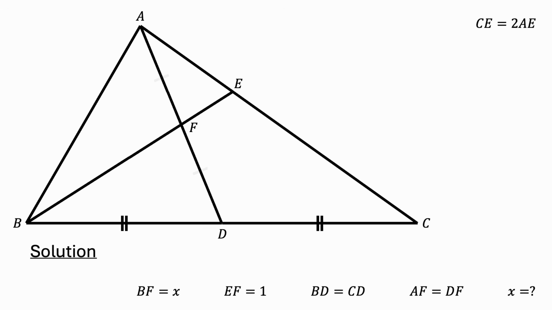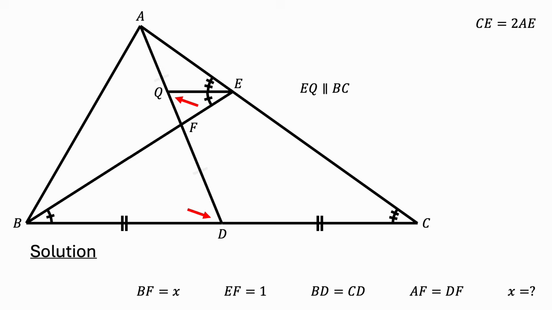Now, returning to the original diagram, draw EQ parallel to BC with Q on AD. Since angles AEQ and ACD are corresponding angles, we have angle AEQ equals angle ACD. Similarly, angles QEF and DBF are alternate interior angles. Therefore, angle QEF equals angle DBF.